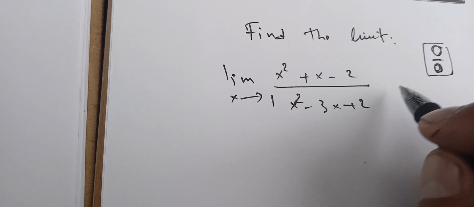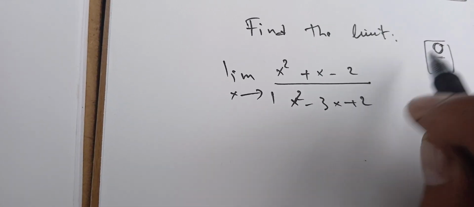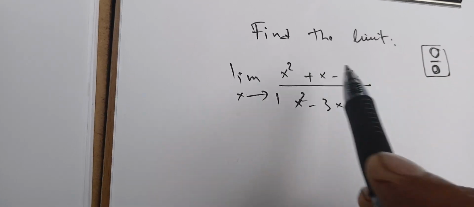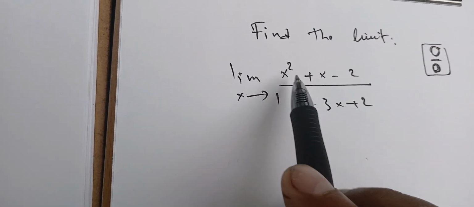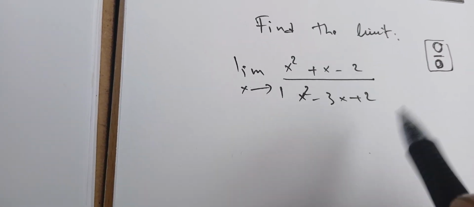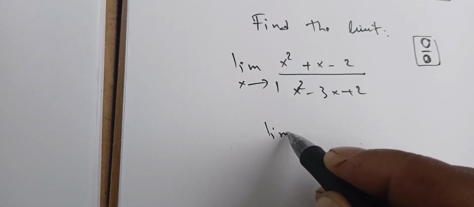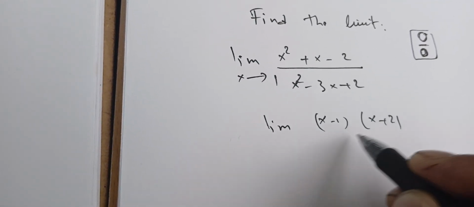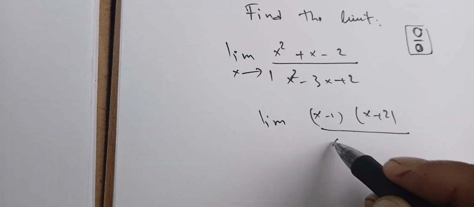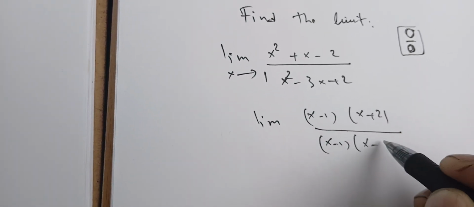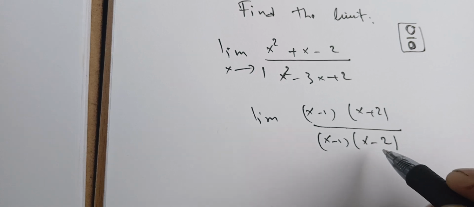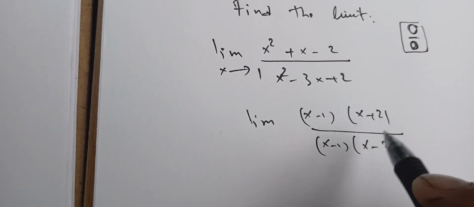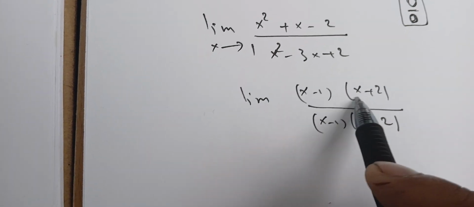So what we can do, sometimes we have to rewrite the polynomial, like in our case here. We can see that we can rewrite the x squared plus x minus 2 as x minus 1 times x plus 2, and the bottom we can write as x minus 1 times x minus 2. Yes, so that's how we can do it. Let's check one more time.